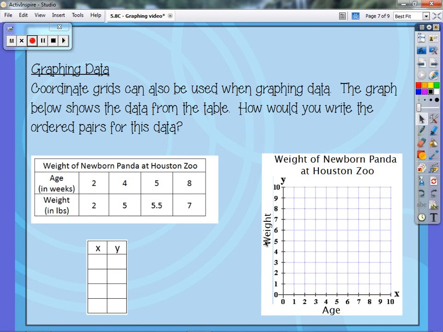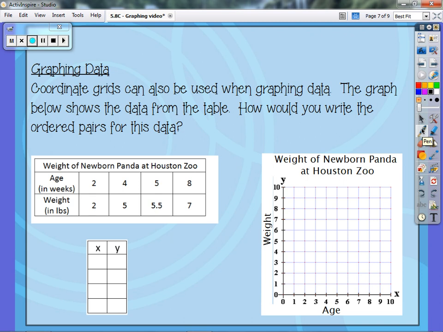So here in 5th grade, you're also going to be responsible for not only having your input-output table, but you need to be able to put these into an input-output table. And from the input-output table, you need to know how to transfer that information to your grid. So we're going to begin here.